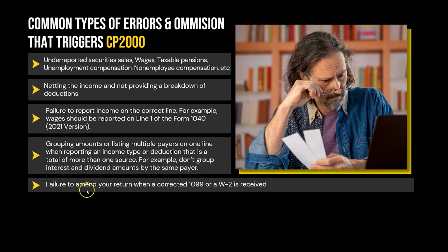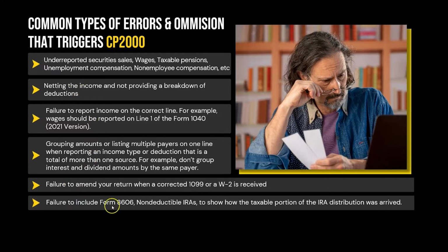One major issue is also the failure to amend your return when you get a corrected 1099 or W-2. Any type of information return that you receive to prepare your tax return can be amended if the payer realizes that there is some mistake or error that needs to be corrected. When you get that amended information return, such as an amended 1099 or W-2, you should always take a second look at the return you already prepared and make sure everything looks alright. See if an amended return is necessary.